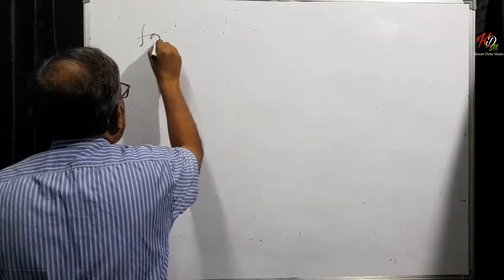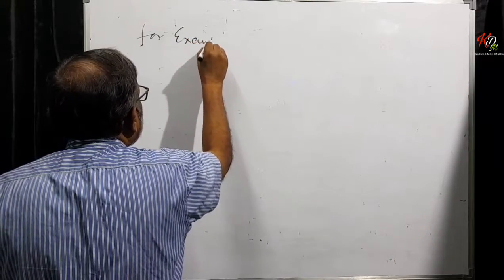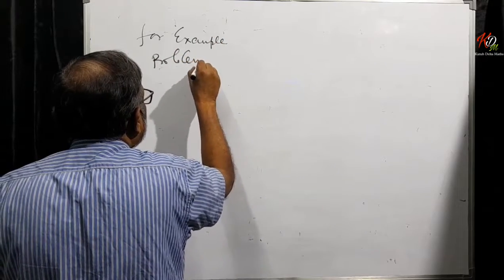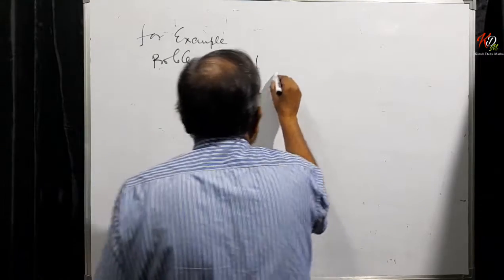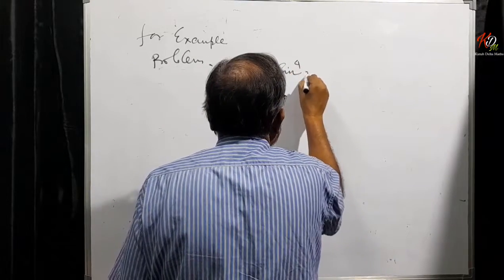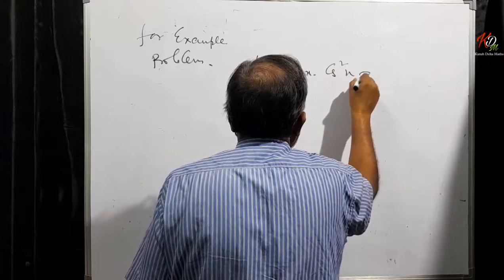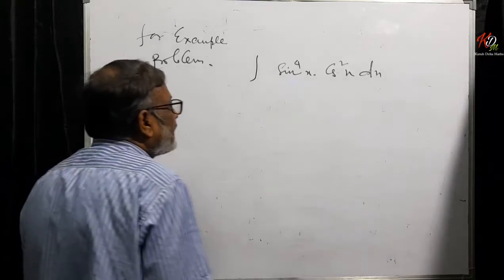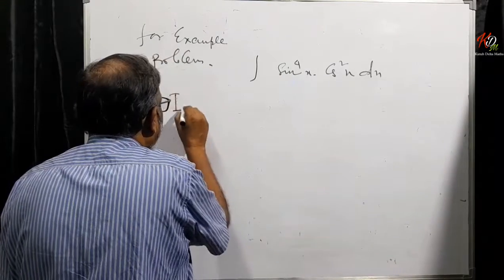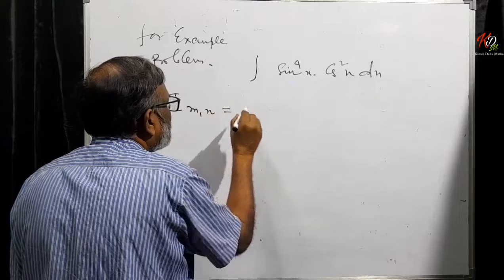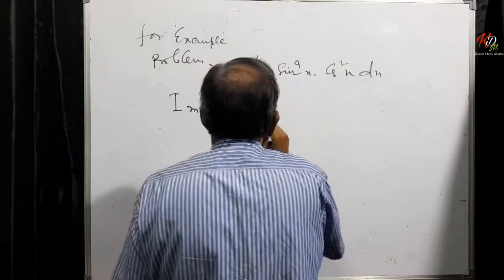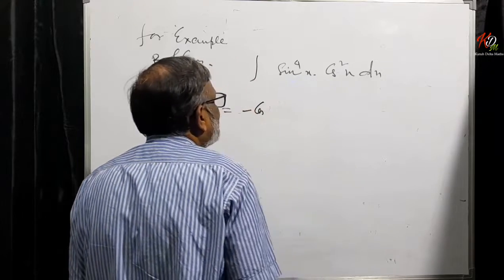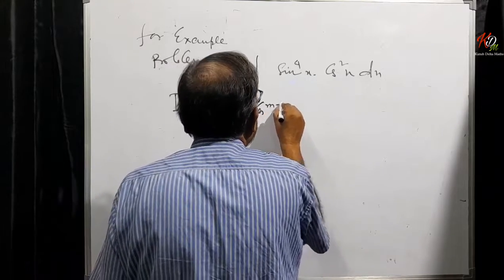For example, problem: integration of sin to the power 4x cos square x dx. Now we know that I m n equals minus, cos to the power, m minus.